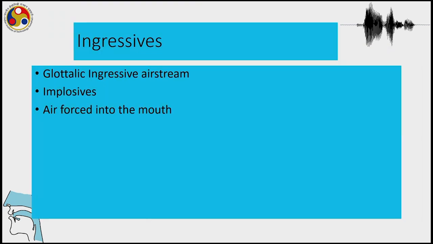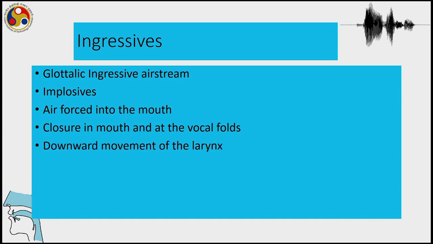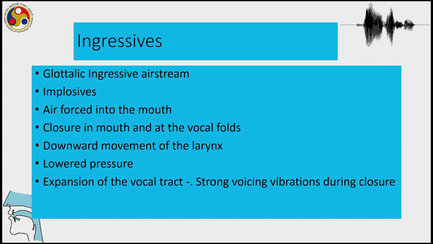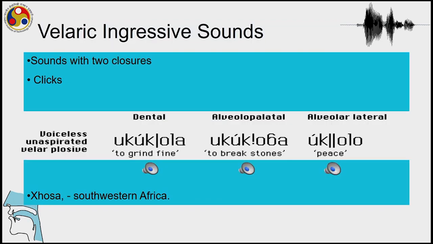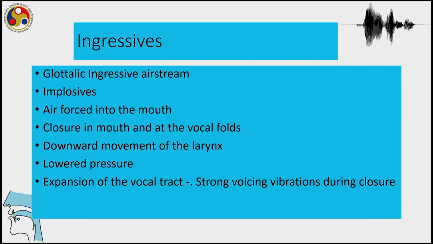So again, the glottalic ingressive airstream produces implosives, in which the air is forced into the mouth, with closure in the mouth and at the vocal folds, and a downward movement of the larynx. The result is a lowered pressure and the expansion of the vocal tract, and strong vibrations because of this closure of the glottis and the larynx. And as a result, we have ingressive sounds.